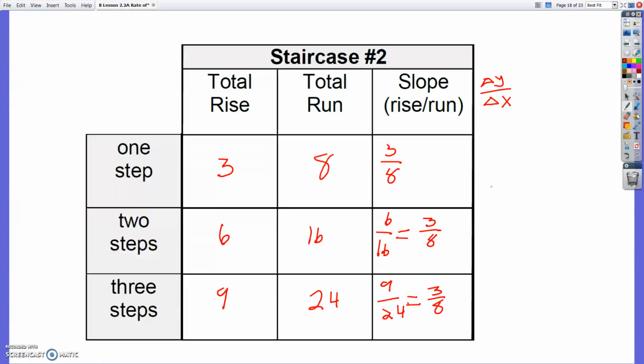Remember, this is called the rate of change. I want you guys to notice this is not unit rate because I do not have a 1 in the denominator. I'm not increasing by 1, but instead I'm going up 3 over 8. So all of this slope, this rise over run, also known as the rate of change, they are all equivalent.